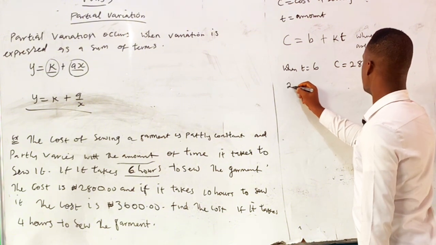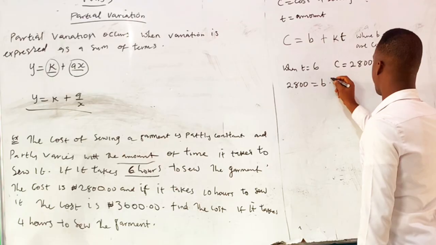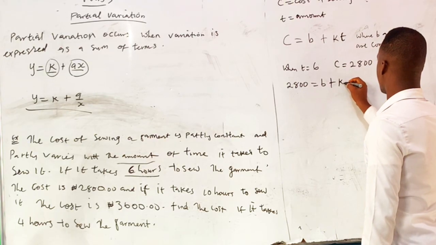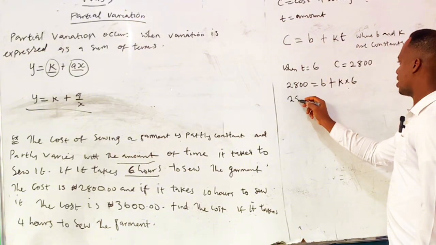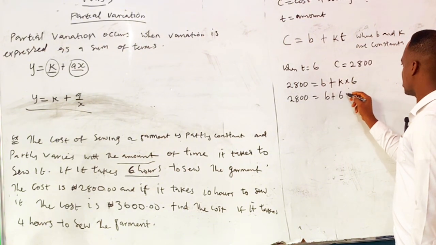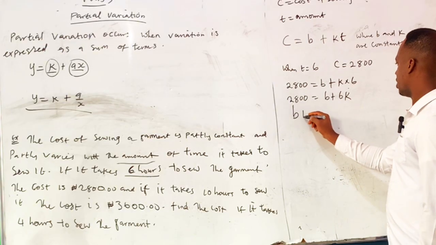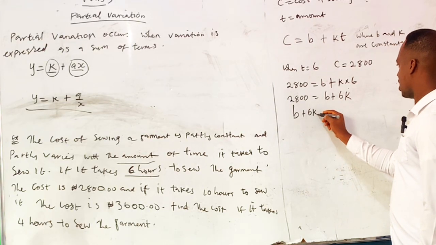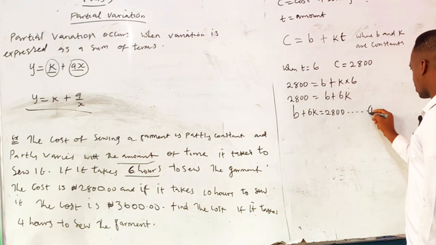So 2,800 is equal to B plus K times 6. So this is 2,800 is equal to B plus 6K. Let's write it well. B plus 6K is equal to 2,800. Let me call this equation 1.